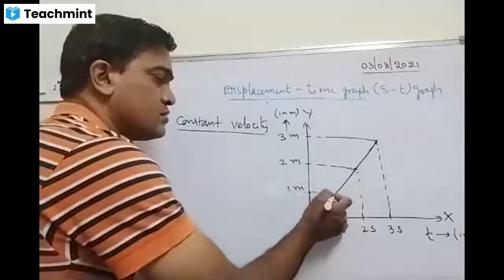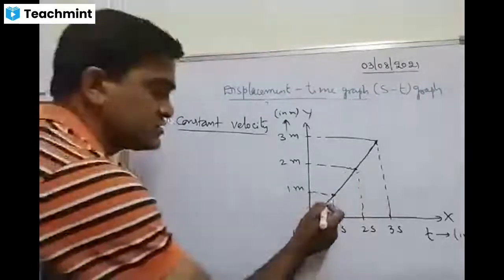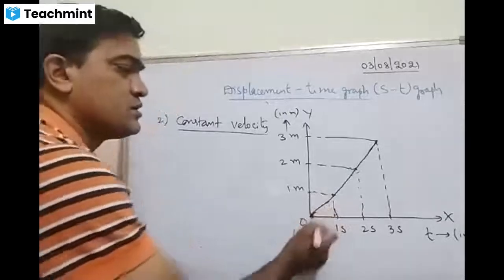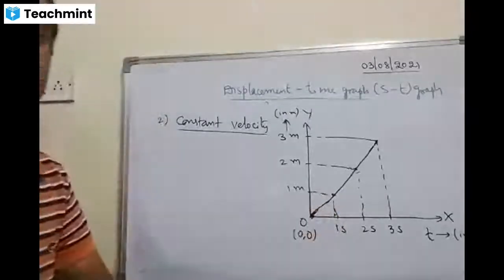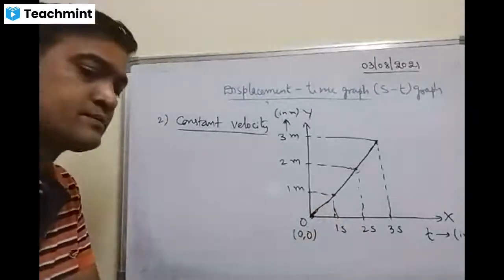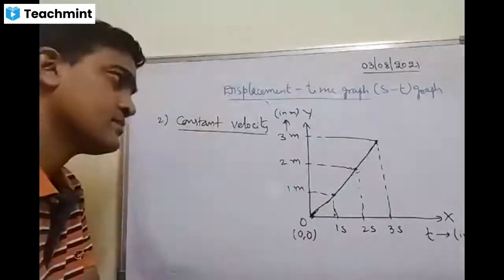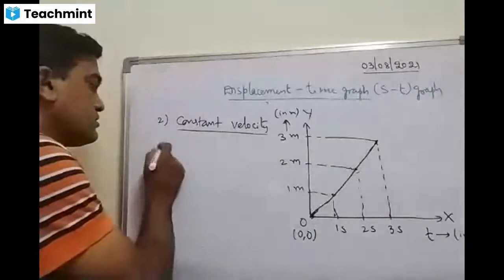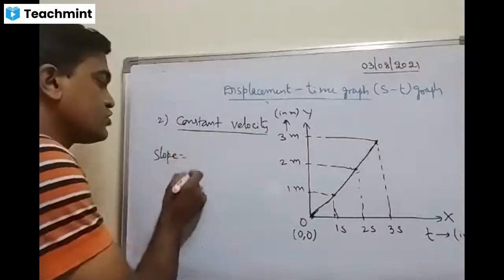It should pass through the origin. Right? Now, can I find out the slope for this? Yes, sir. So, I can find out the slope. Slope is nothing but what?